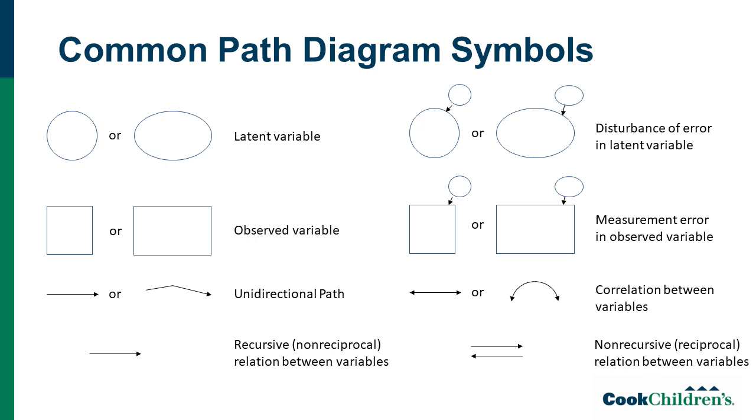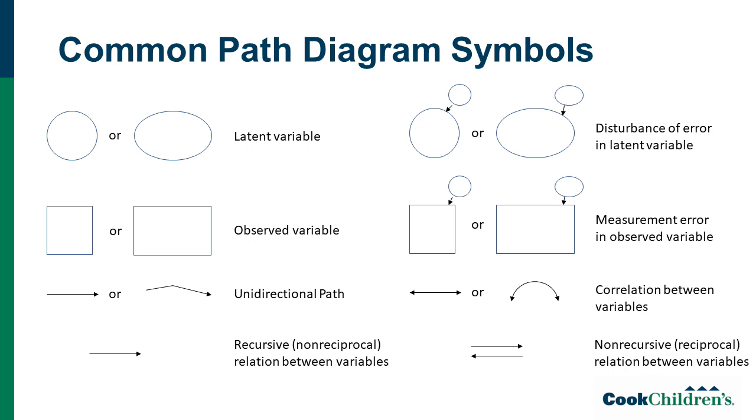And before we do, I just put up a slide with some common path diagram symbols. So your latent variables are traditionally represented in either a circle or an oval. Observed variables are either a square or a rectangle. A unidirectional path is an arrow, and it's either straight or could be crooked. A recursive non-reciprocal relationship between variables is also a single arrow.